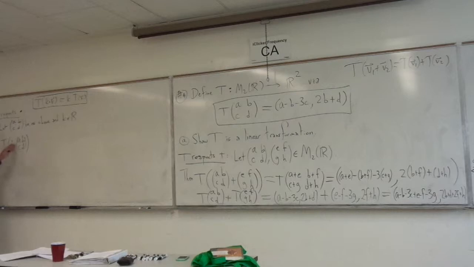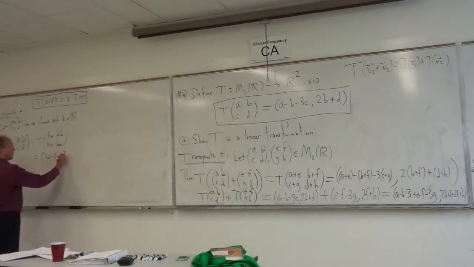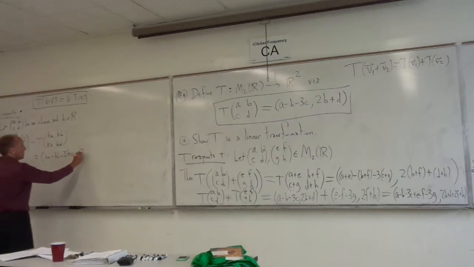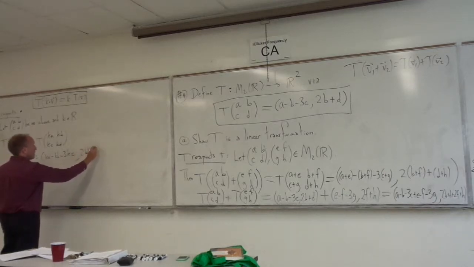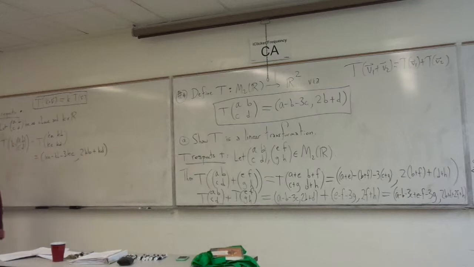Yeah, just distribute the K, right? So I'm not ready to transform anything yet because I don't have a single matrix there. But if I distribute the K, I'll just get KA, KB, KC, KD. And now we know how to transform that using the formula in the box. So it's just going to be upper left corner minus upper right corner minus 3 times lower left corner, comma, 2 times the upper right corner plus the lower right corner. So you just have that.